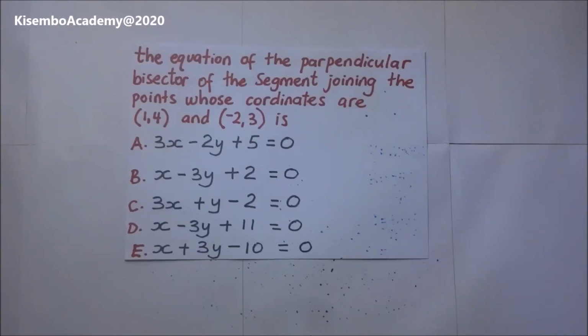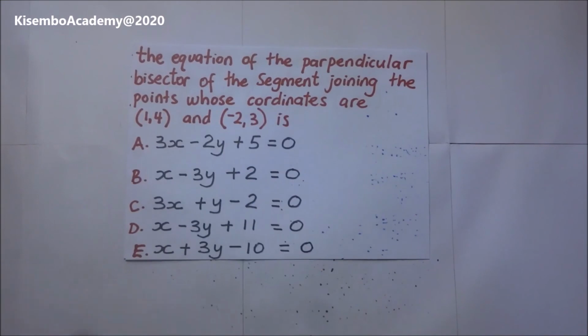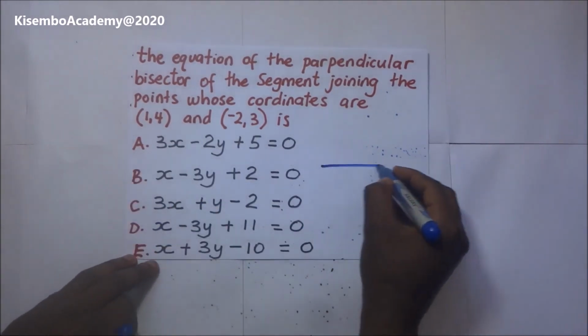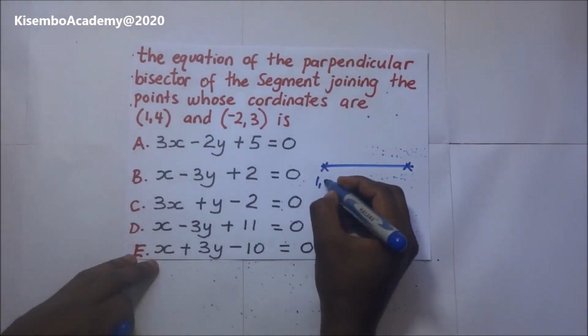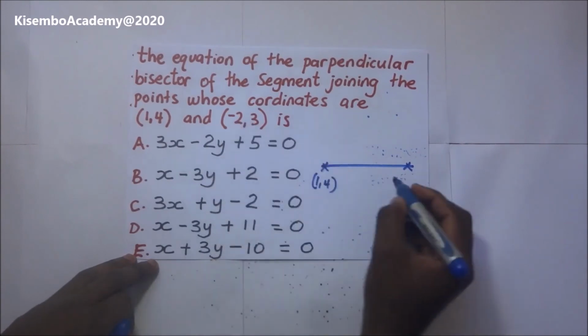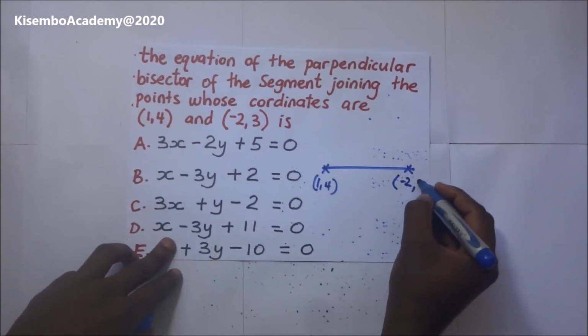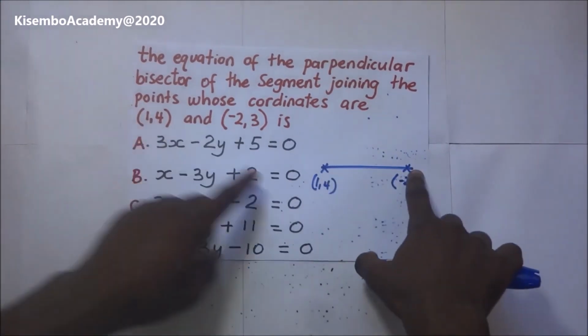So in this one, they're telling us to find the equation of the perpendicular bisector of the segment joining points whose coordinates are these. So the interpretation of this is simply that we have a line that has this point (1, 4), and also that point (-2, 3). This line is joining these two points.